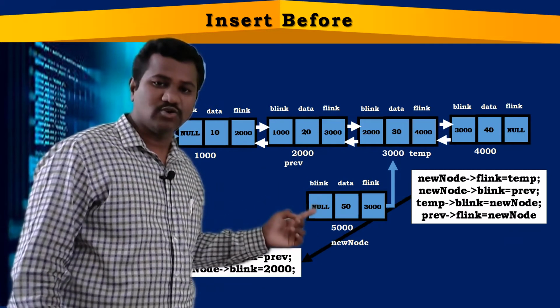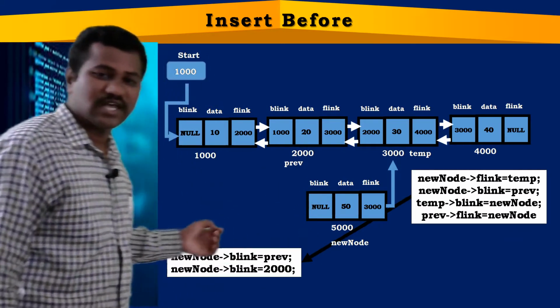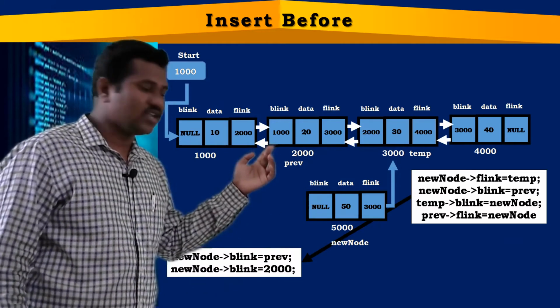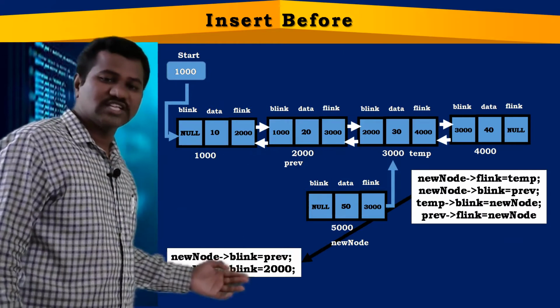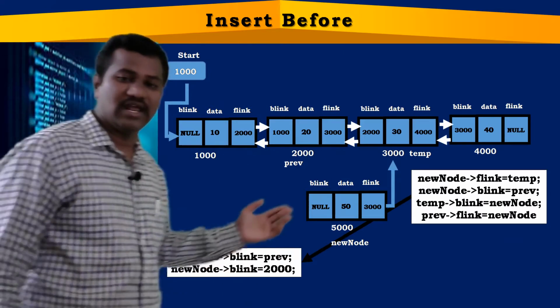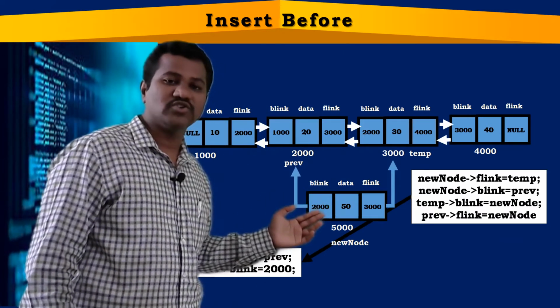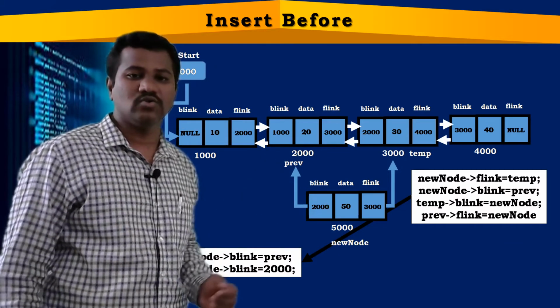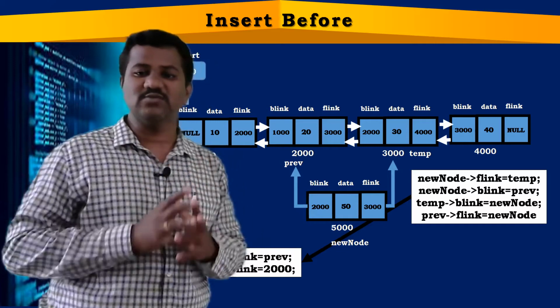2000 node address I need to place. For that purpose, I am going with new node backward link is assigned with previous. Previous means what here? 2000. And the 2000 has been stored in what? New node D. That means in this place, I am going to store 2000. A link is going to be established from 5000 to what? 2000. Like this, the links has been established.